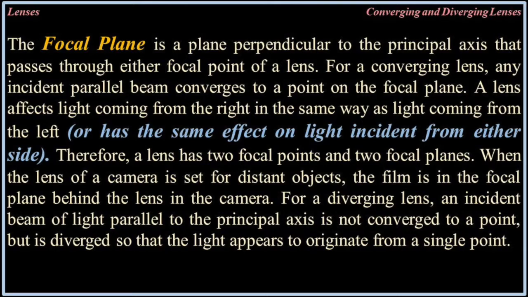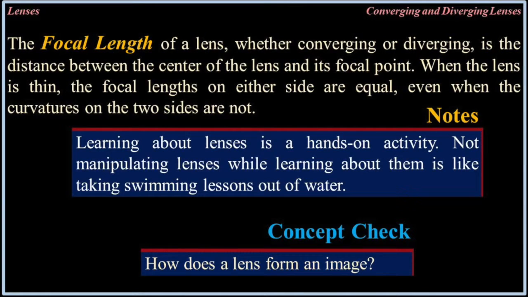For a diverging lens, an incident beam of light parallel to the principal axis is not converged to a point, but is diverged so that the light appears to originate from a single point. The focal length of the lens, whether converging or diverging, is the distance between the center of the lens and its focal point. When the lens is thin, the focal lengths on either side are equal, even when the curvatures on the two sides are not.